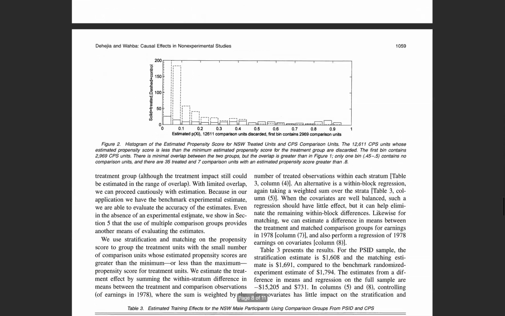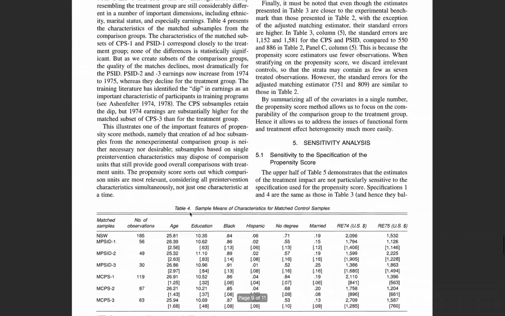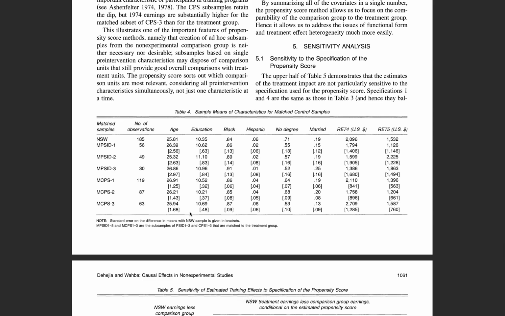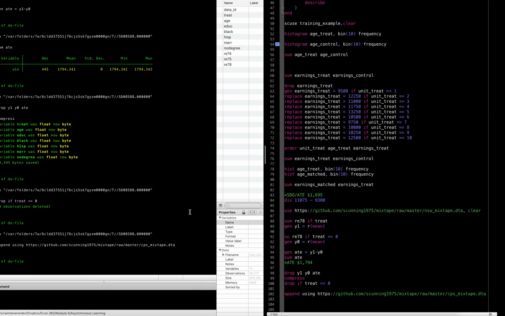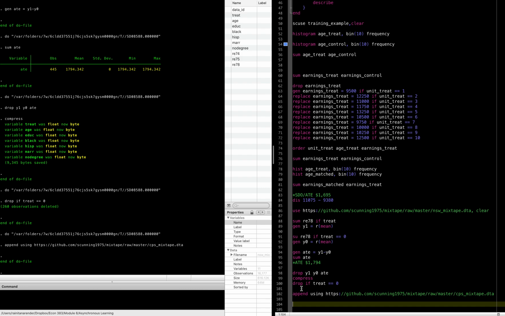that's table 2. Let's go ahead and step down to table 4. So this is a sample means of characteristics from matched control samples. So let's go ahead and see if we can create some matches now. So the first thing we're going to want to do is run a logit regression to predict the PS score. And in order to do that, let's go ahead and create the different covariates that they use in their specifications.